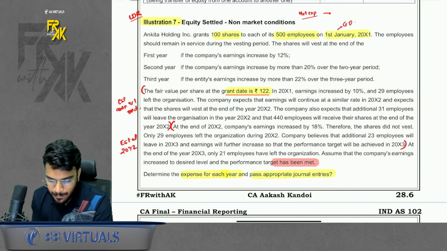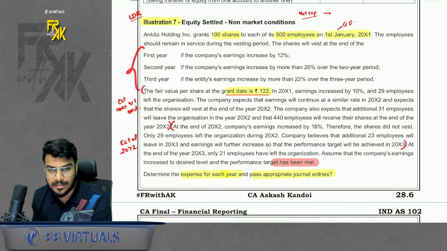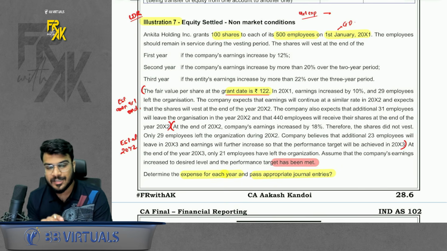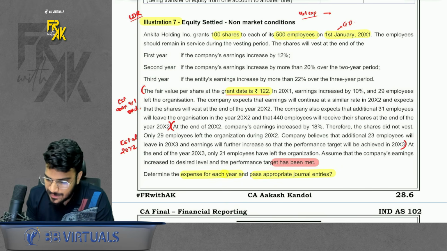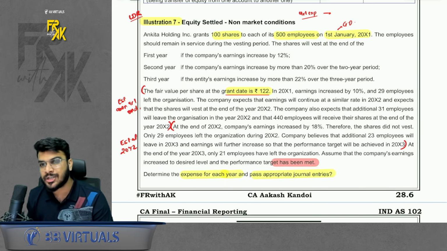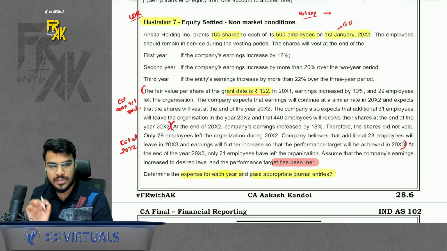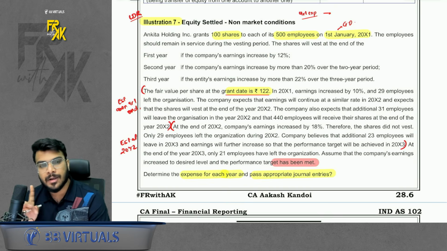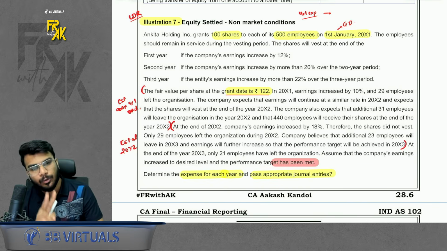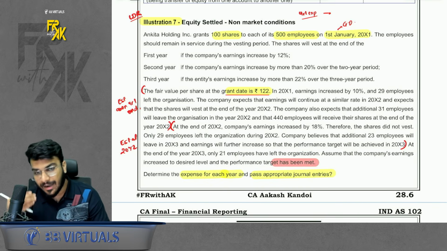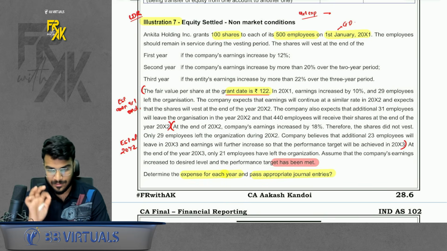Now, if you read the question on the face of it, you will feel the vesting period is 3 years. But ideally, the vesting period was never fixed at 3 years. It is said that the shares will vest at the end of the first year if you meet the target in the first year. So if the target is met in the first year, your vesting period is only 1 year. If the target is met in 2 years, the vesting period is 2 years. If the target is met in 3 years, the vesting period is 3 years.